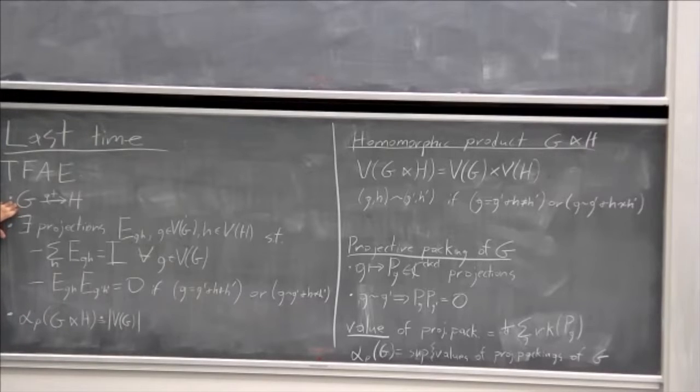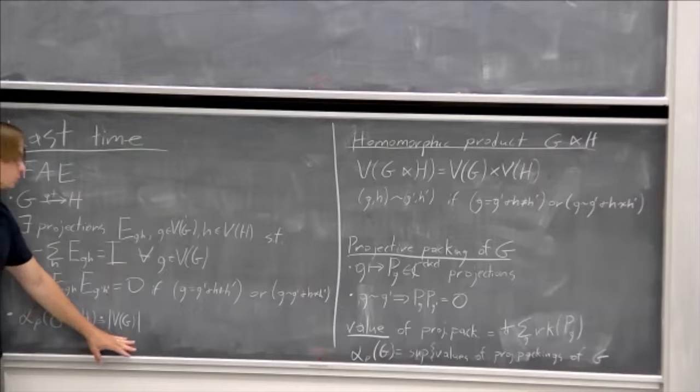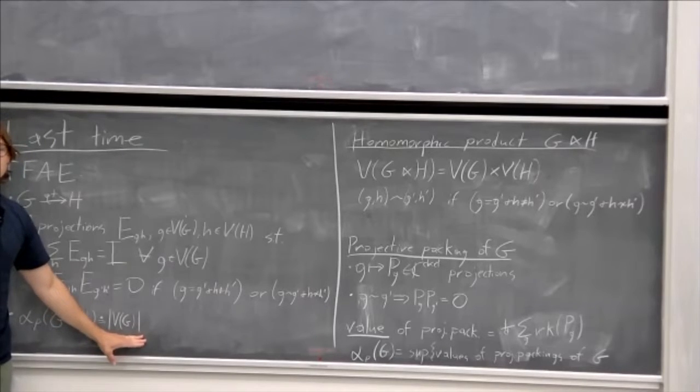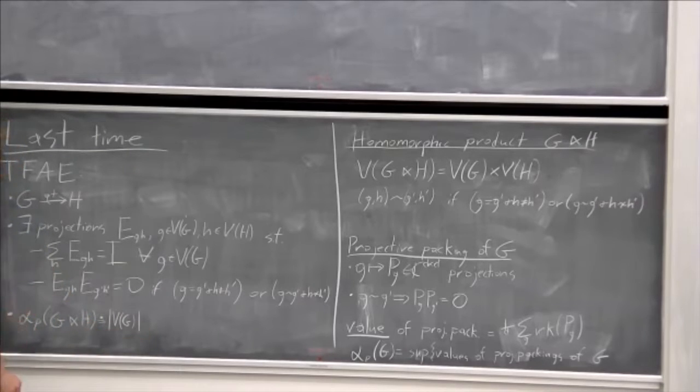And we showed that it's also equivalent to having a quantum homomorphism from G to H to have that the projective packing number of this homomorphic product is equal to the number of vertices in G. But that's not quite right. We actually need that this value is attained by some projective packing. I'm going to be lazy and just write equals with a little dot over it to mean that it's equal and it also attains this value. I don't want to have to write out "has a projective packing of value blah" every time.